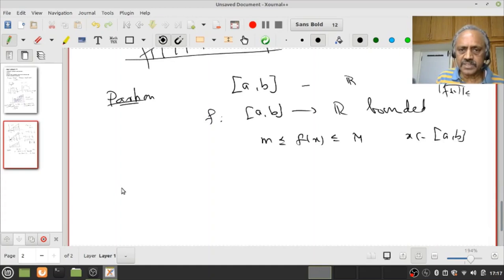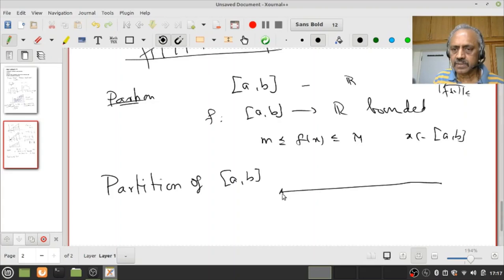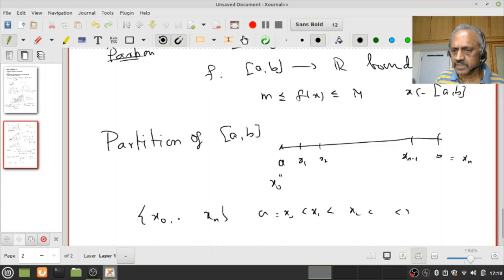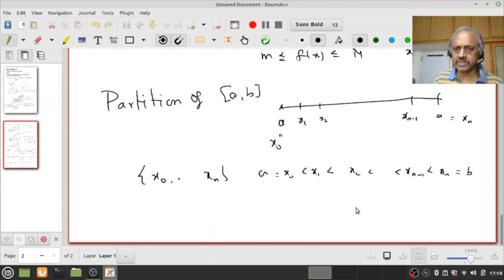Now the first thing is we want to look at what is meant by a partition of the interval [a,b]. This is a, this is b. Let x0 equal a, then x1 less than x2, and so on, less than x(n-1), and xn equal to b. So a partition is a finite set of points x0 to xn so that x0 is less than x1 less than x2, with x0 equal to a and x(n-1) less than xn, which is equal to b. Then we call this a partition. You understand this? Now suppose Q is another partition. I say Q refines P, or Q is a refinement of P.